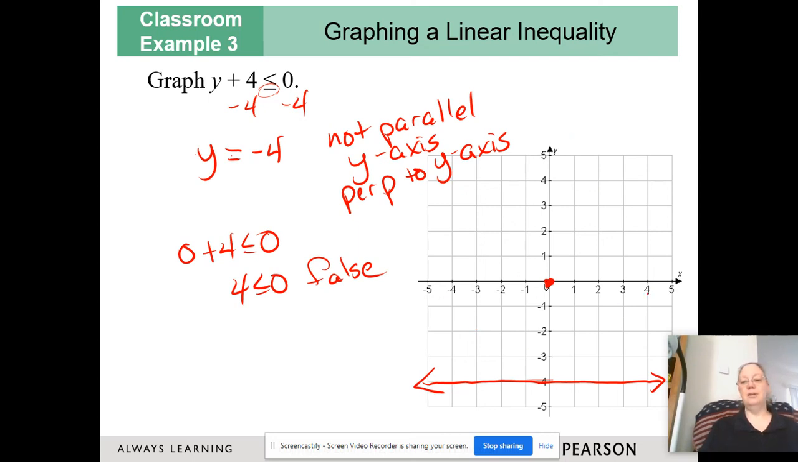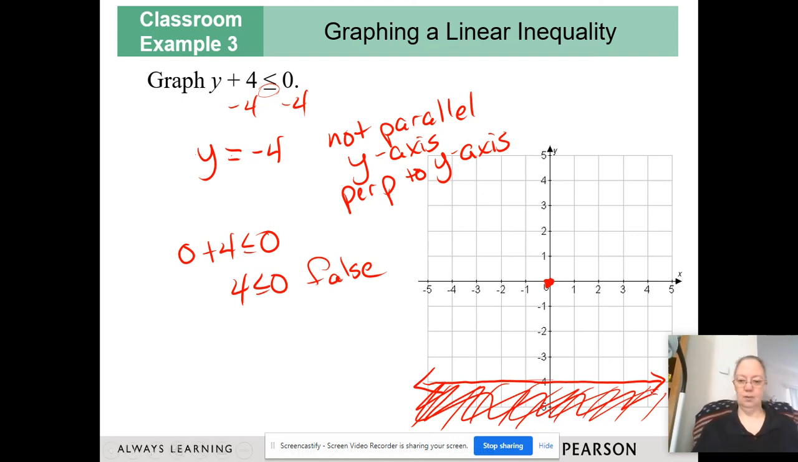Everything over here is going to be false. So I have to shade on the opposite side of my boundary line. Shade on the opposite side of my boundary line.